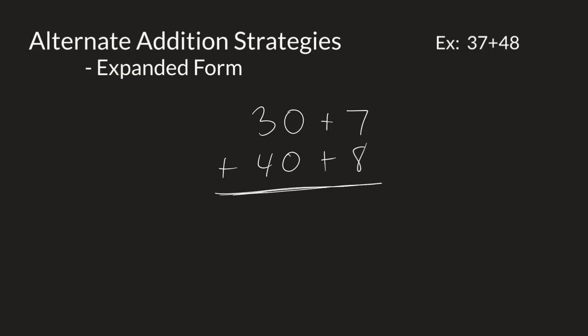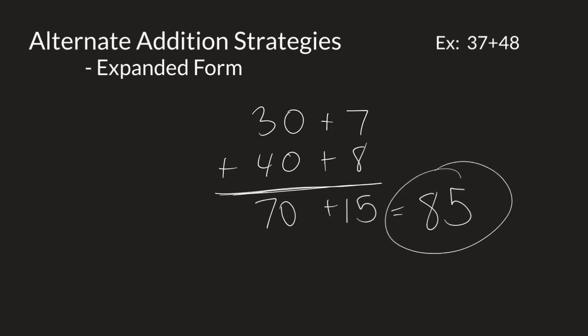Now, let's start adding it together. We add our ones together right here, and then we add our tens together. We still stick to the same place value. We still understand that that's how math is done. And how many ones do we have? We have 15 ones. And how many tens do we have? We've got 70. 70 plus 15 is equal to 85. And that is how expanded form is done.